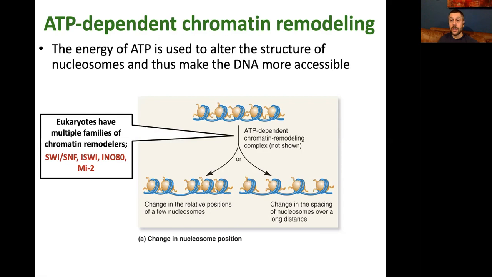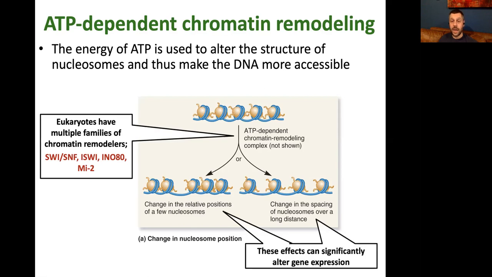Eukaryotes actually have a lot of protein families that can do this, called chromatin remodelers. A couple of the more common or more famous ones are shown in the box. And these, using the power of ATP, are going to spread the nucleosomes around to make the DNA more accessible to RNA polymerase.